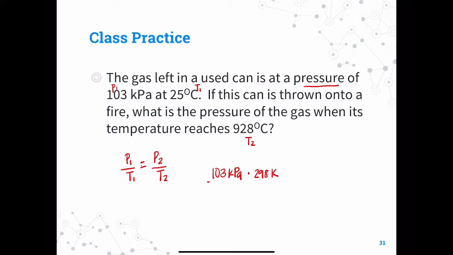I'm sorry, I should have put 25 there, so let's ignore that. Let me read that again: 103 kPa over 298 Kelvin. And then P2 is what we're trying to find. T2 is 928 plus 273, because we also have to convert that one to Kelvin, and so it should be 1,201 K.